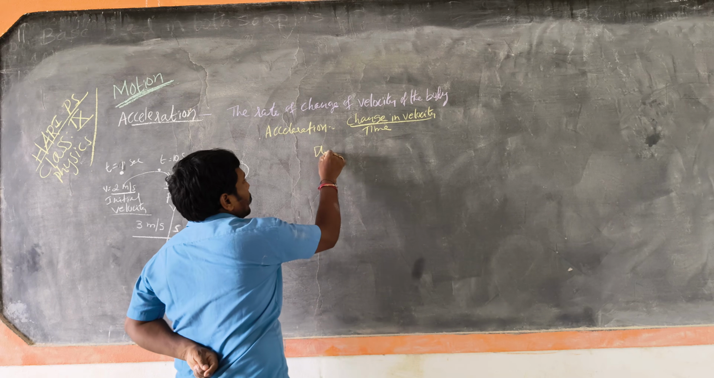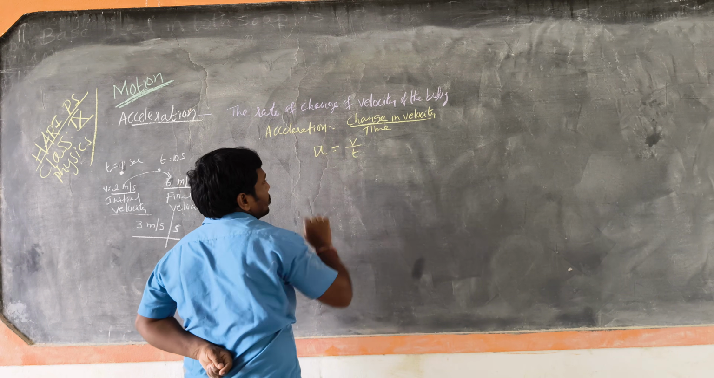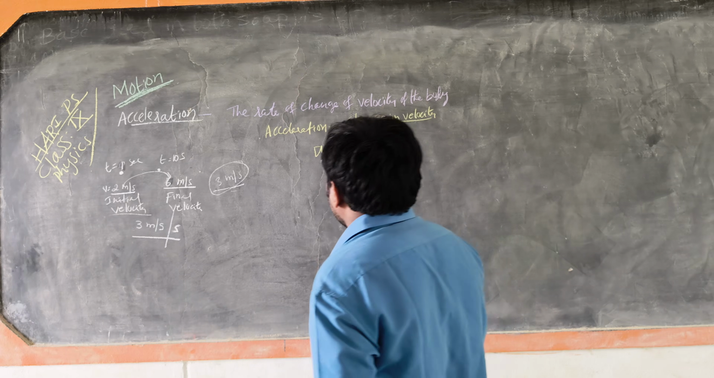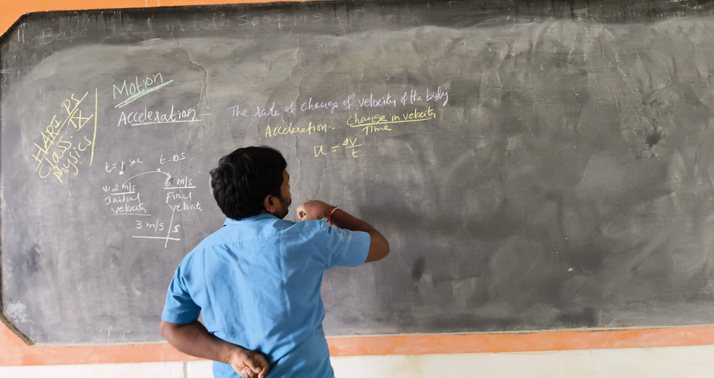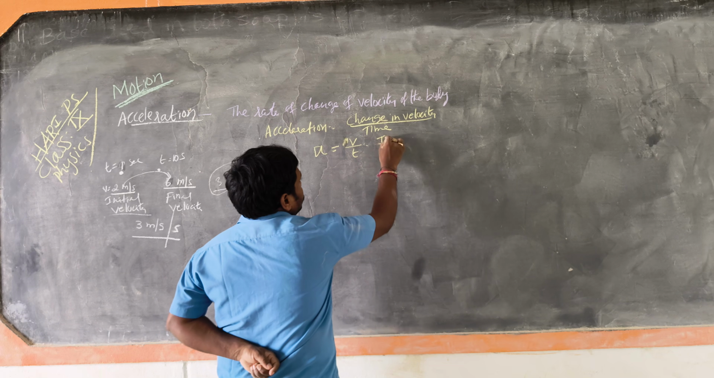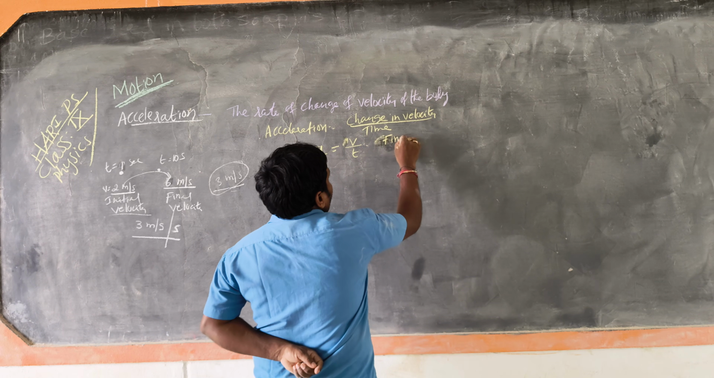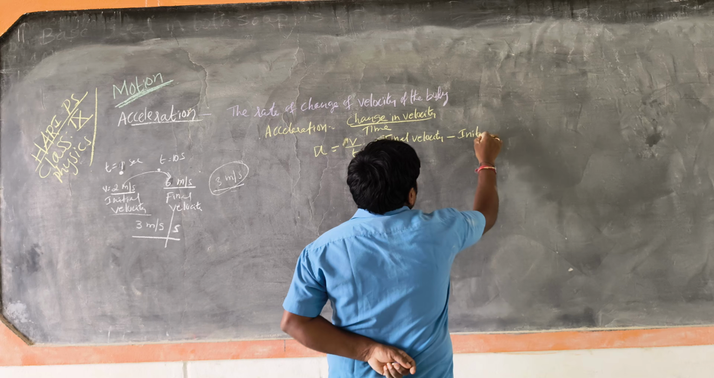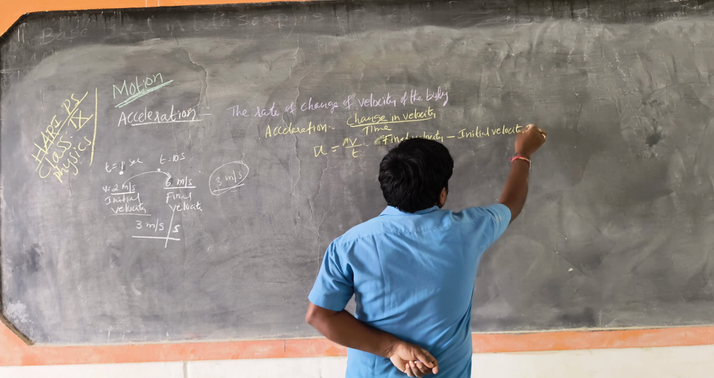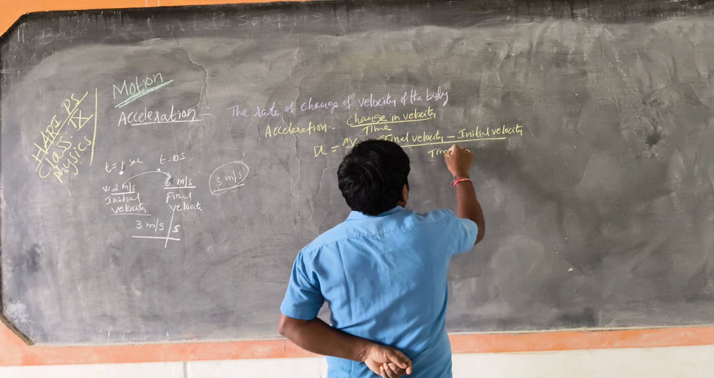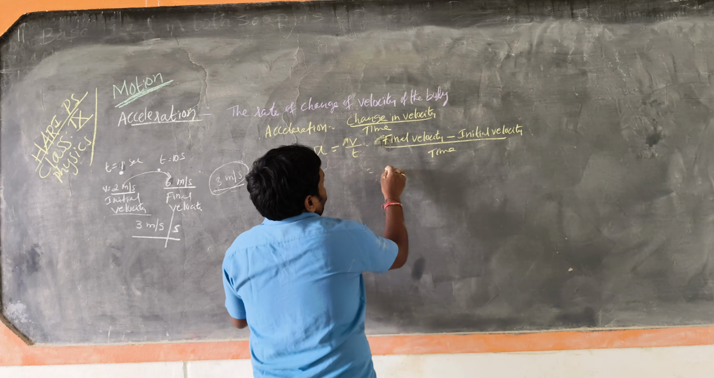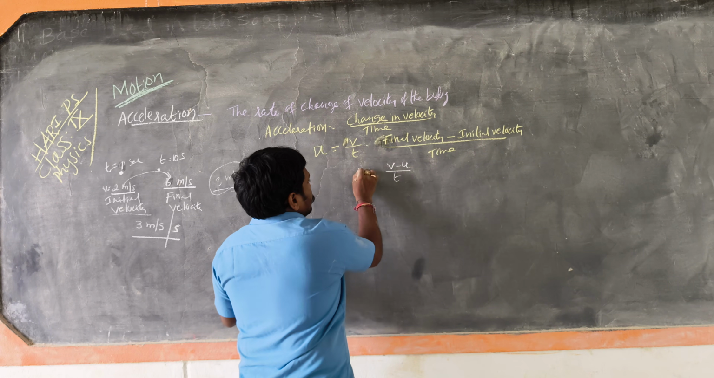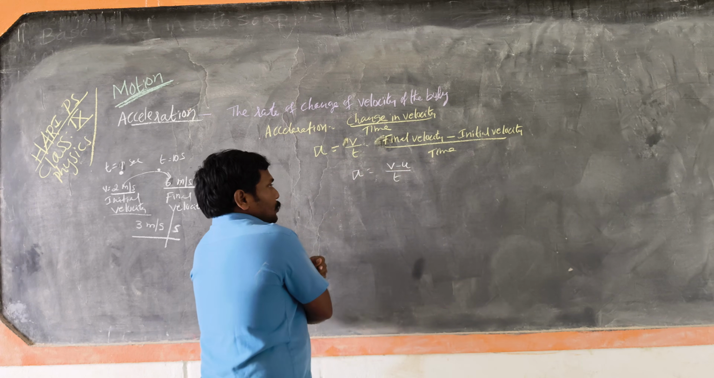So we can represent it as a is equal to v by t. Sometimes you can write delta v by t. Here the change in velocity means final velocity minus initial velocity, divided by time. So we can represent the final velocity with v, and the initial velocity with u. So a is equal to v minus u by t.